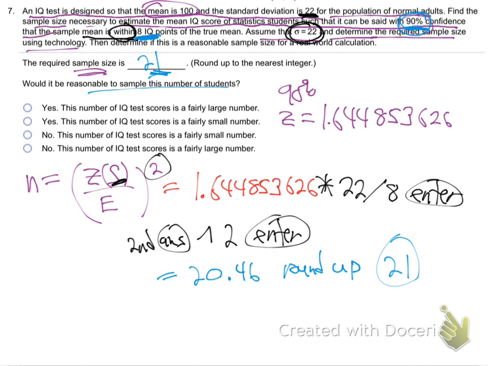Would it be reasonable to sample this number? Yes. This number of IQs is a fairly small number. We could do that reasonably. There's the end of the quiz.